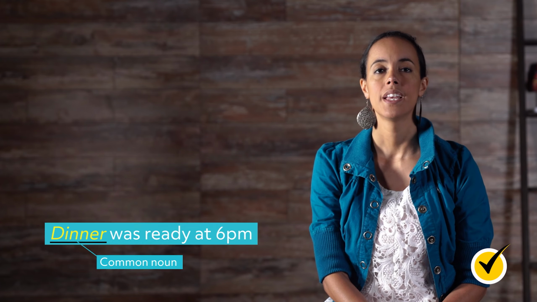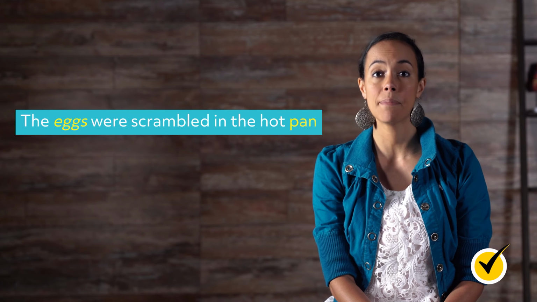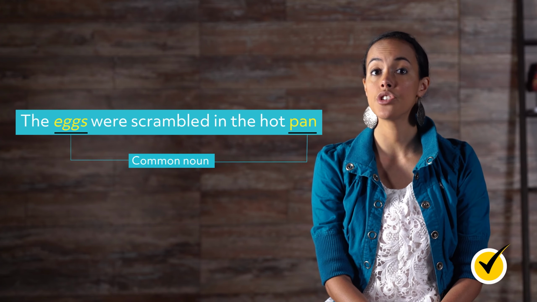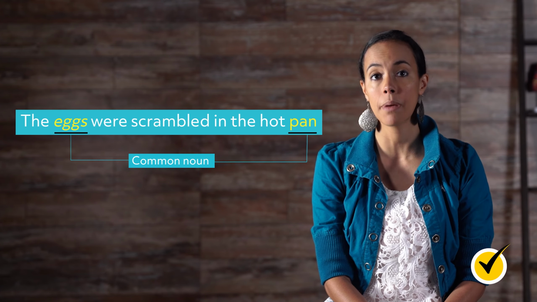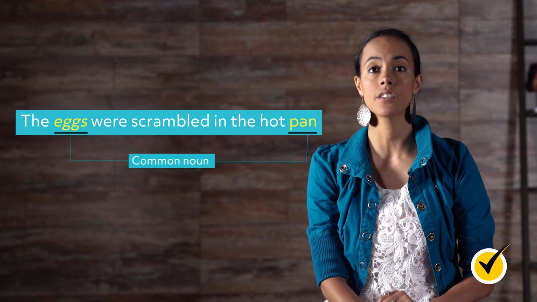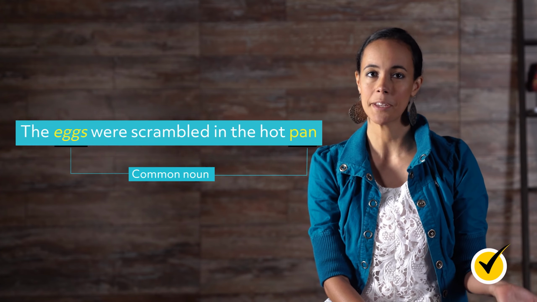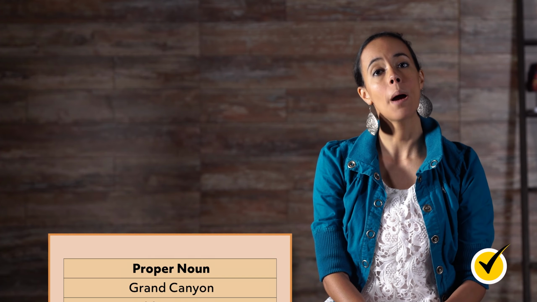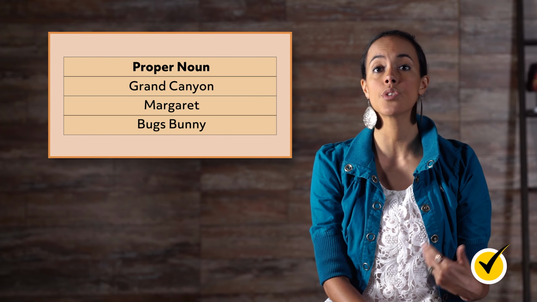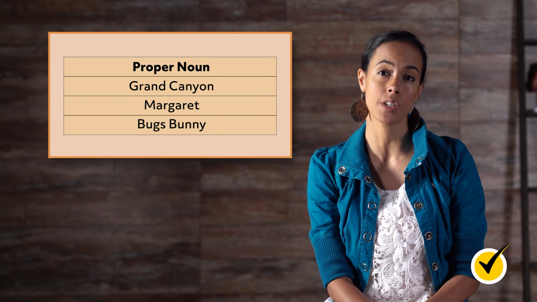Let's look at one more. The eggs were scrambled in the hot pan. This sentence has two common nouns, eggs and pan, because they are both things or objects in the sentence. Seems simple enough, right? Proper nouns are people, places, or things that have specific names or titles.